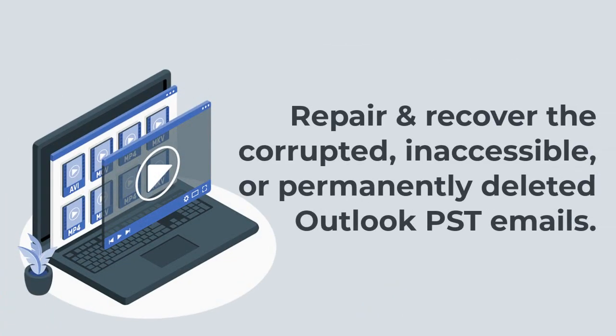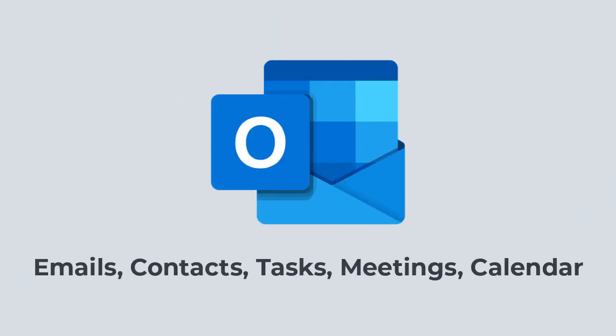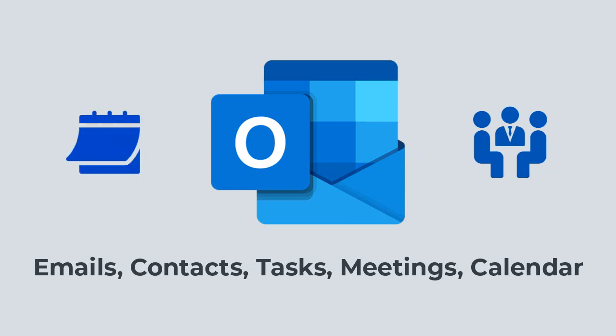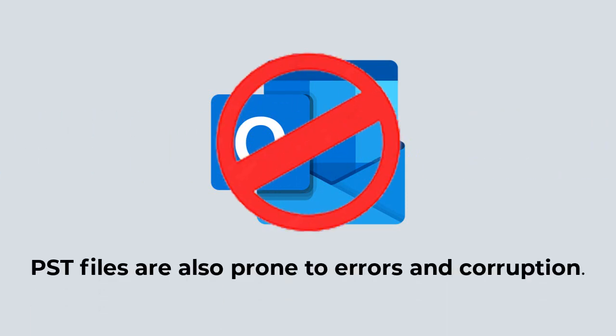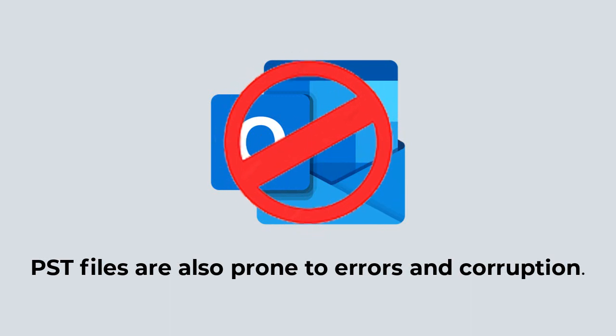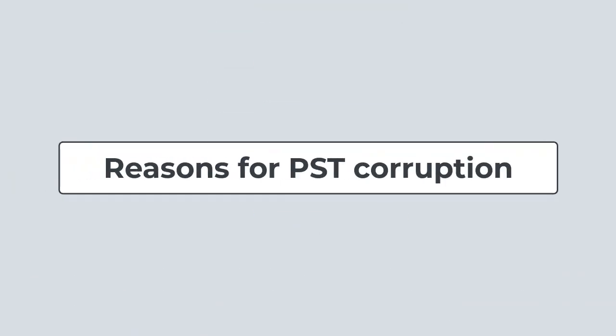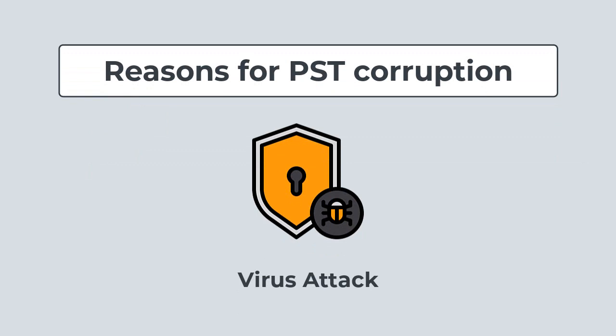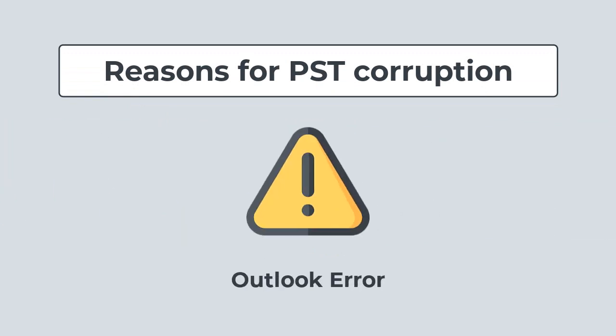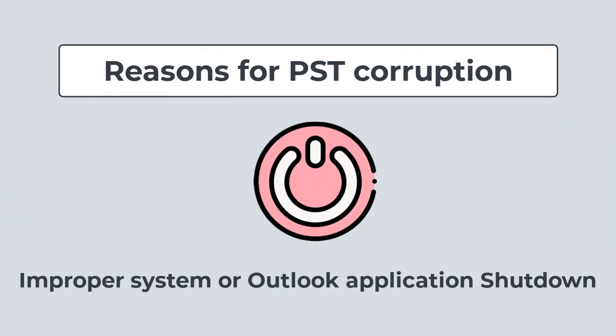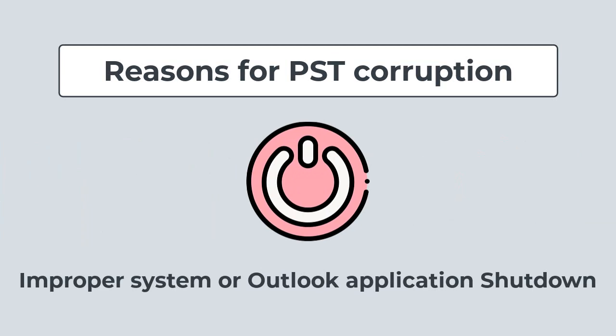Hello everyone. In this video, we will discuss the solutions to repair and recover corrupted, inaccessible, or permanently deleted Outlook PST emails. PST files store important data items like emails, contacts, tasks, meetings, calendar items, etc. Unlike other file formats, PST files are also prone to errors and corruption. They can get corrupted due to reasons such as virus attack, Exchange crash, Outlook error, hard drive failure, or improper system or Outlook application shutdown.